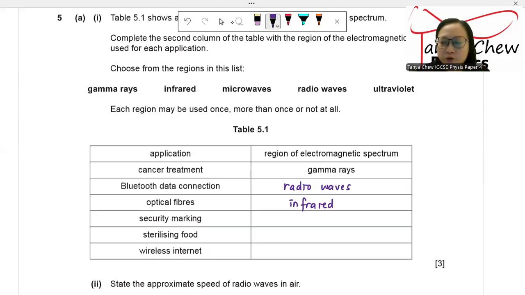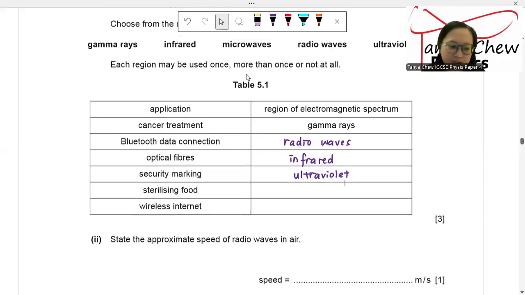So whether you're using the fake notes, right? That is called ultraviolet. Sterilizing food, you want to kill the bacteria on food, we use gamma rays. This is gamma rays. And then wireless internet, we are using microwaves.